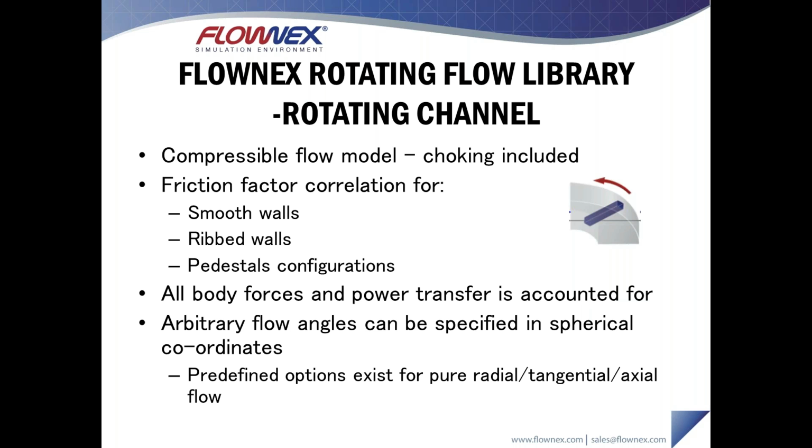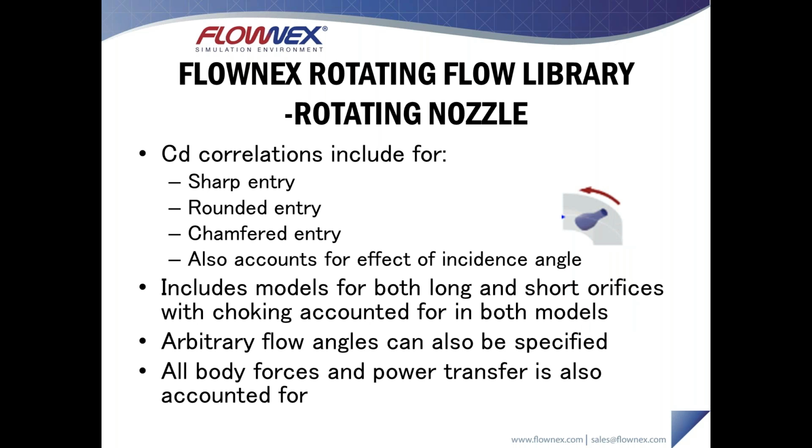The channels themselves are not limited in terms of their flow orientation. We already have predefined options for radial, tangential, or axial flow, but it can be very easily specified in spherical coordinates for any arbitrary angle. So Flownex will take into account the flow through that direction of channel as well. So if you have nozzles or channels positioned at odd angles inside of a blade, we can map that angle precisely.